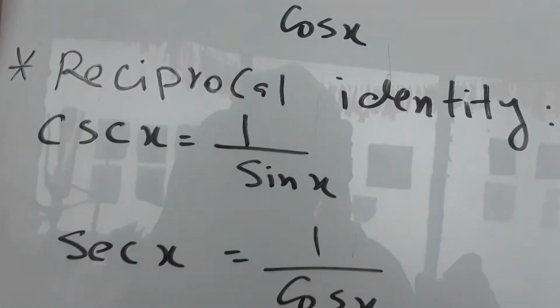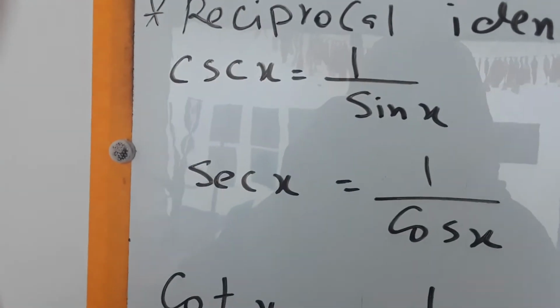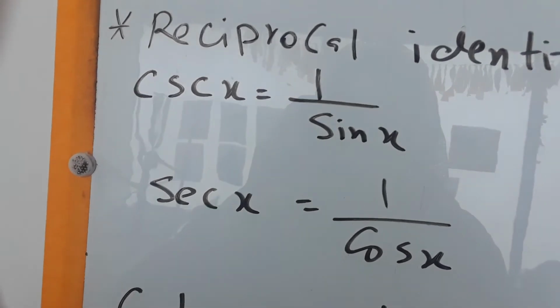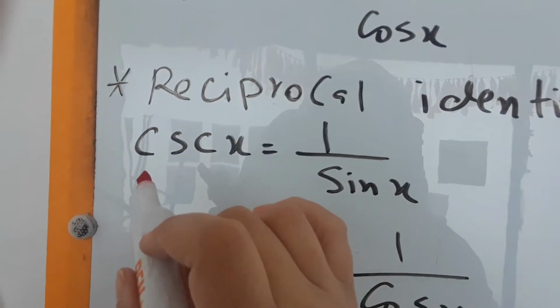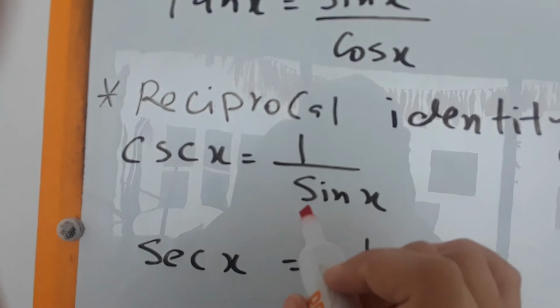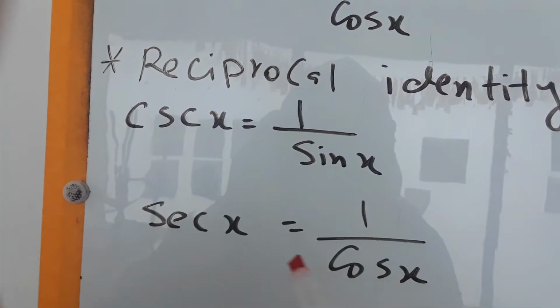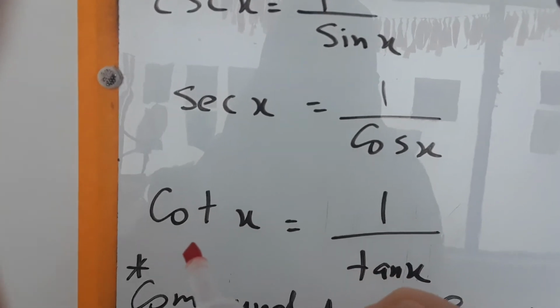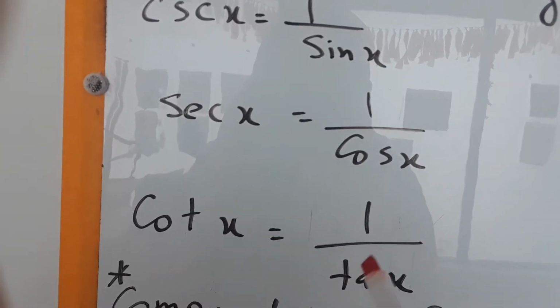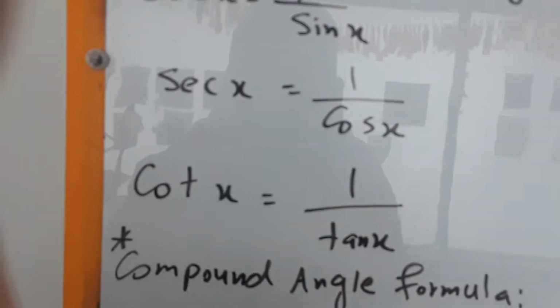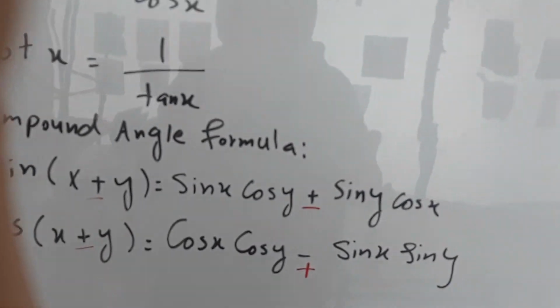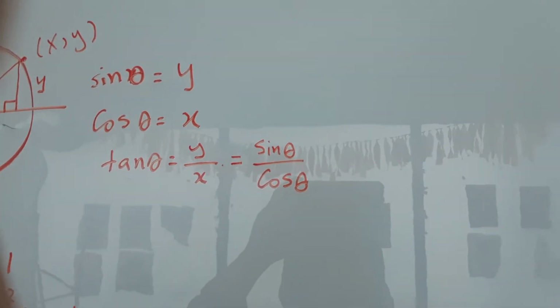So for the reciprocal identities, you need to know that cosecant is 1 over sine. A trick for you to memorize: CS, SC. The opposite letters come together. And cotangent, you need to know, is the reciprocal of what? Tan. Also, the compound angle formula I did talk about. So we're good to prove trigonometric identities.